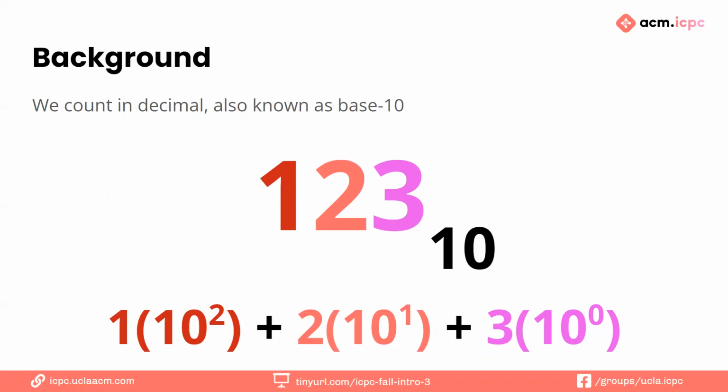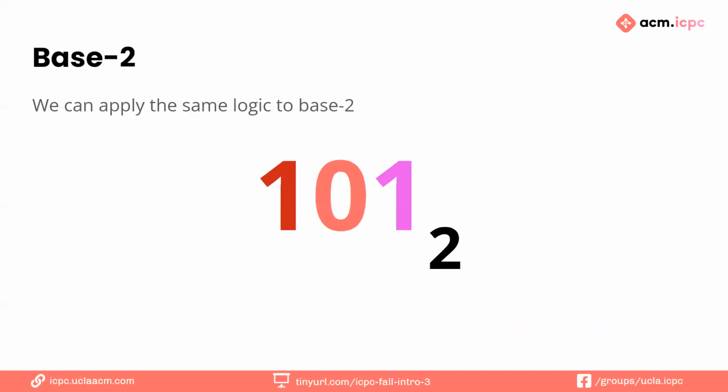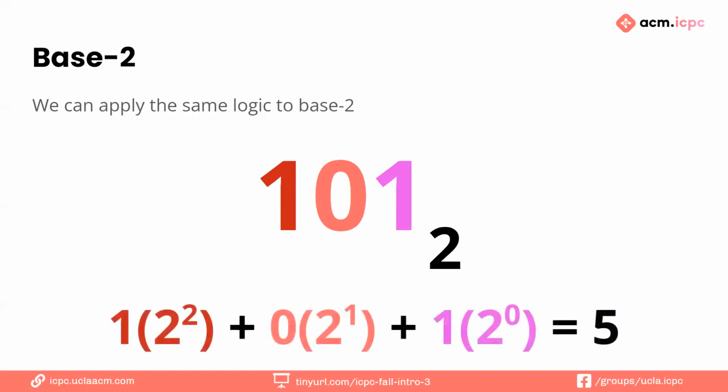If you compute this expression, you'll get 123. Same logic applies to base 2. So if you have a number 101 in binary systems, you can say that the lowest order bit is 1, which is 1 times 2 to the power of 0. Next order bit is 0, 0 times 2 to the power of 1. And the highest order bit is 1 times 2 to the power of 2. And if you compute all these terms, you will get 5, which is representation of 101 in decimal.